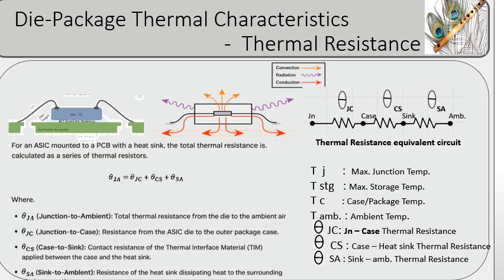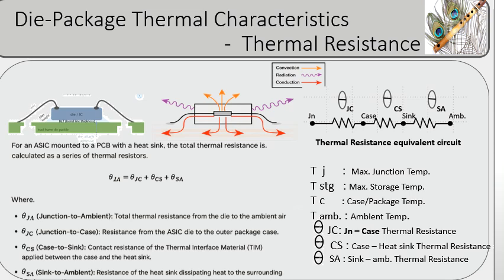The heat generated within the silicon chip must travel through the package before it is finally dissipated into the surrounding ambient environment. This heat flow is characterized by a series of thermal resistances, representing the resistance to heat transfer from the junction to ambient through the package, the heat sink, and ultimately the ambient air.